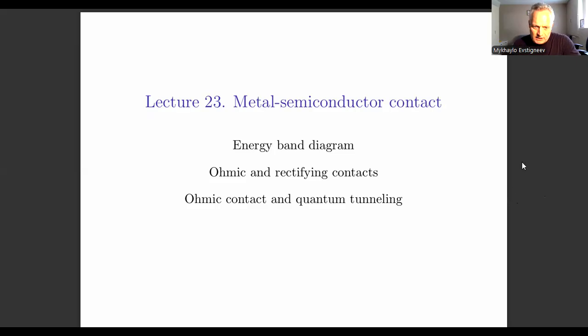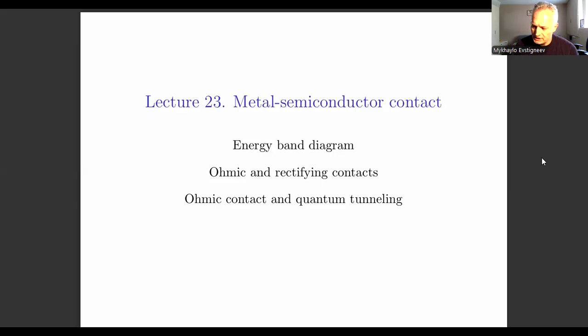In the metal semiconductor contact, we need to figure out two things. The first one is how the electrons and holes get distributed in space in the vicinity of the contact. What happens to the semiconductor bands in the vicinity of the contact. And second is what is the current voltage curve of a metal semiconductor diode, also known as Schottky diode.